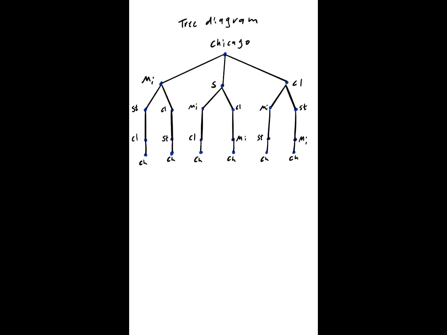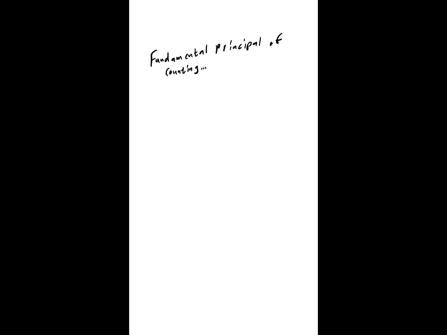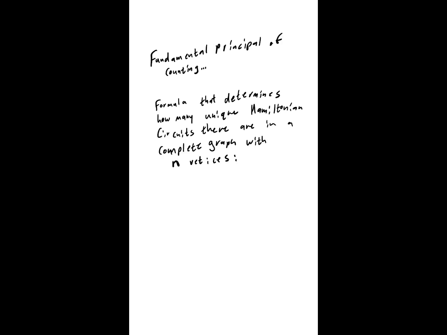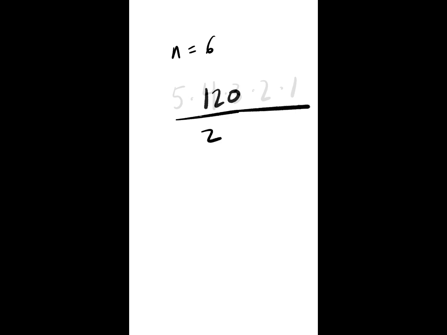The strategy we used earlier, listing every possible route and picking the shortest, is called brute force, and while it works, it falls apart fast. Using the fundamental principle of counting, we can get a formula that determines how many unique Hamiltonian circuits exist in a complete graph, where every vertex connects to every other vertex, with n vertices. With 6 cities, that's already 60 different routes to check.